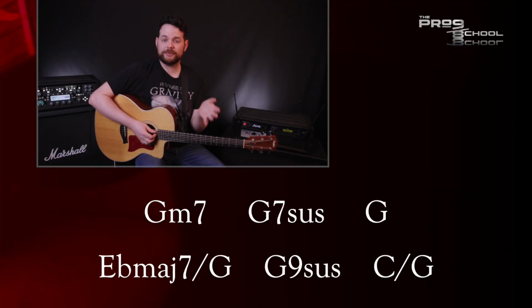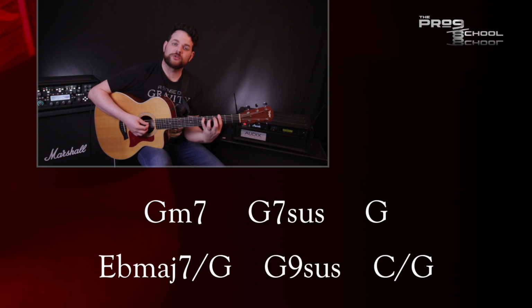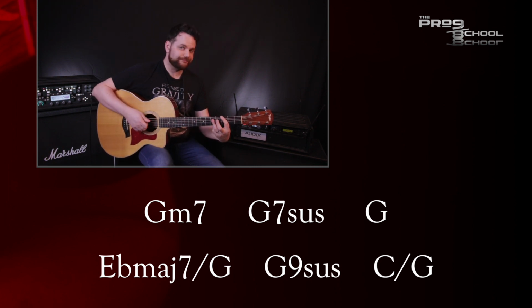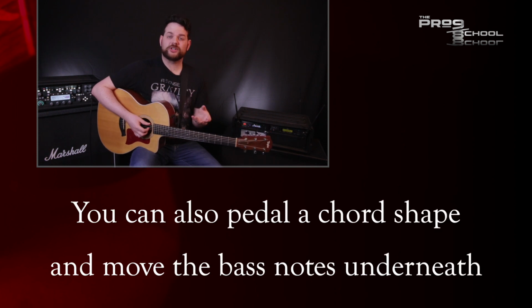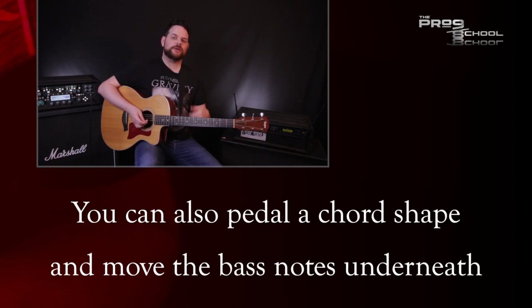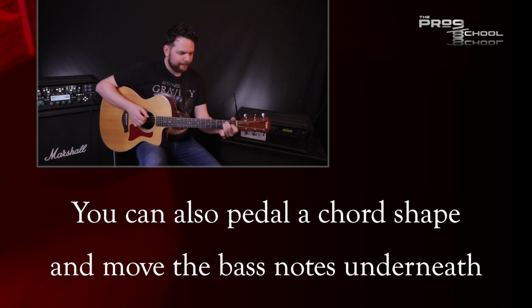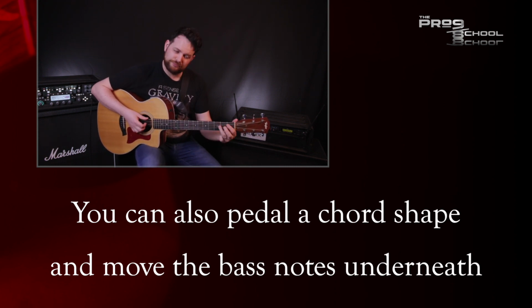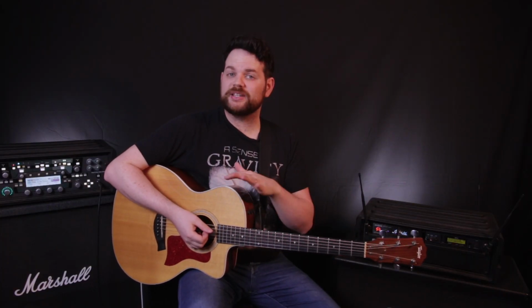It moves between G minor and G major and features a few slash chords, including E flat major 7 over G and C over G. And these are happening because of that static bass note. Slash chords can also happen by pedaling a chord on top and moving the bass around. But usually the pedal happens in the bass.